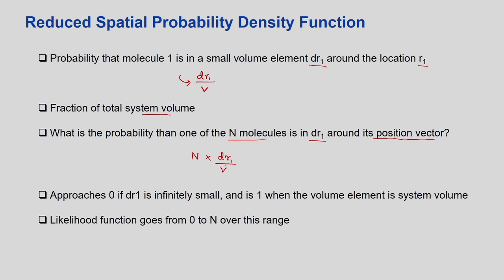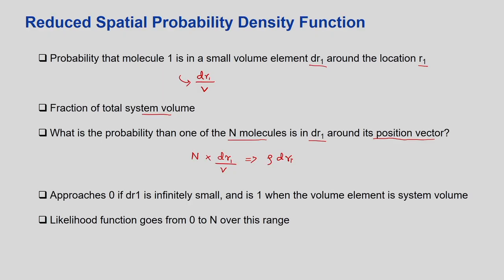This you should understand. Earlier this was 1 because we were concerned about only one atom. Now, because any of the molecules can be in dr1, multiply by n. Or I can write n by V as the number density rho. So, you multiply rho with dr1, the elemental volume. This is the likelihood that any of the n molecules is within the volume element dr1.